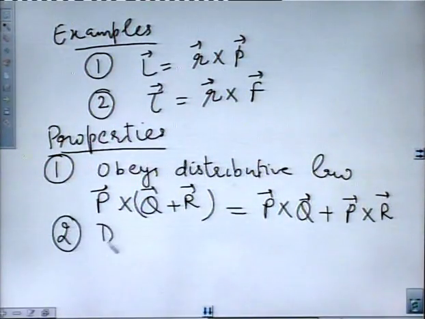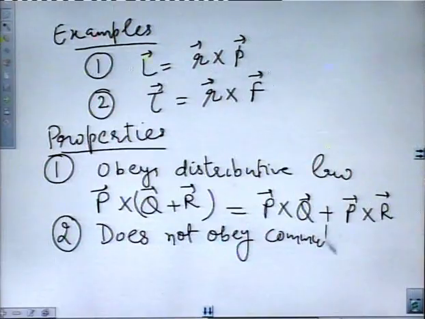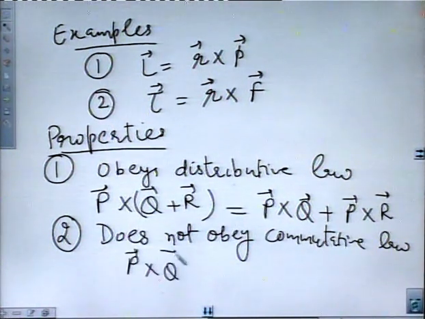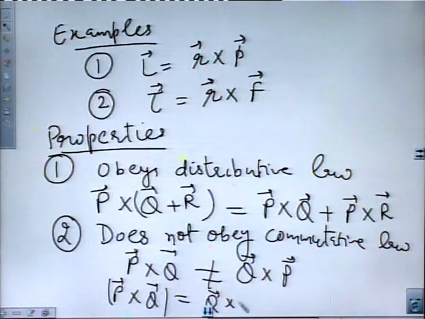Second, the cross product does not obey the commutative law. Means p vector cross q vector is not equal to q vector cross p vector. The directions of both these products are opposite. This has been stated earlier, but the magnitude of these products are equal.